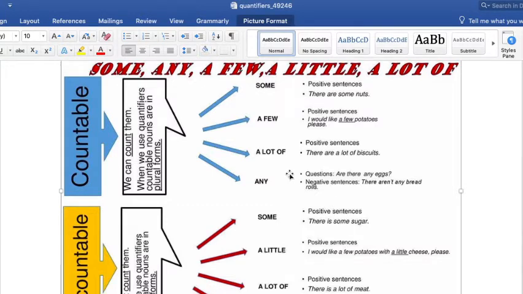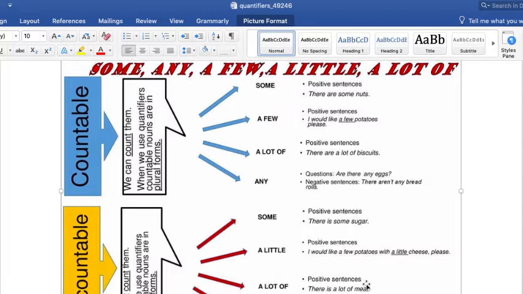Any is the same thing as here, the same meaning in both cases, in countable and uncountable. Negative sentences, the same use, and in questions. There isn't any cheese. No hay nada de. Here, the meaning changes a bit. Nada de queso. There isn't any cheese.